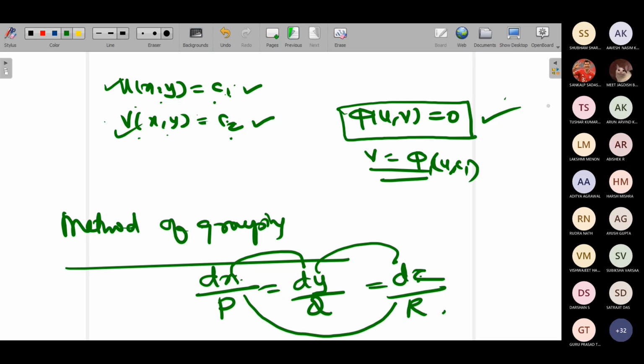I'll talk about the method of multipliers when it comes to it. Does anyone still have any doubt here? Did you understand what Lagrange's linear method is, and what methods you are going to use to solve this?